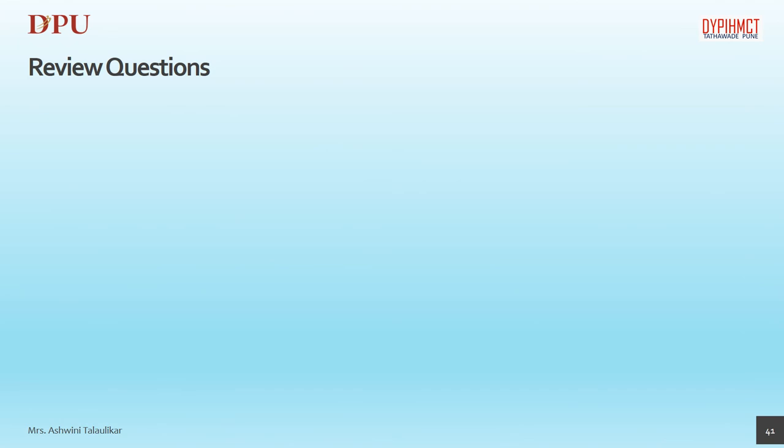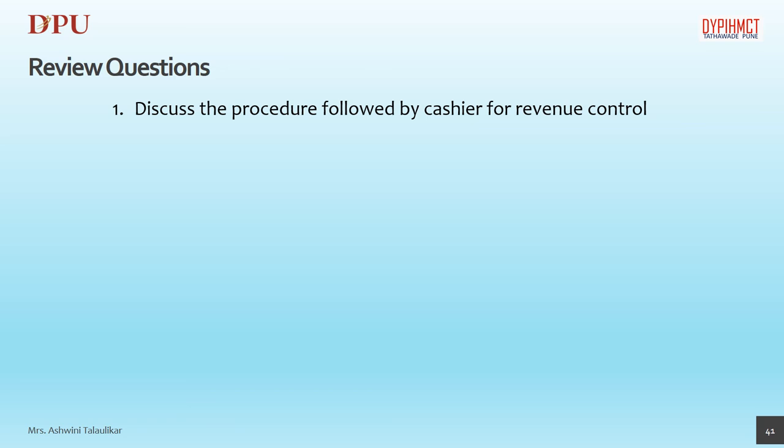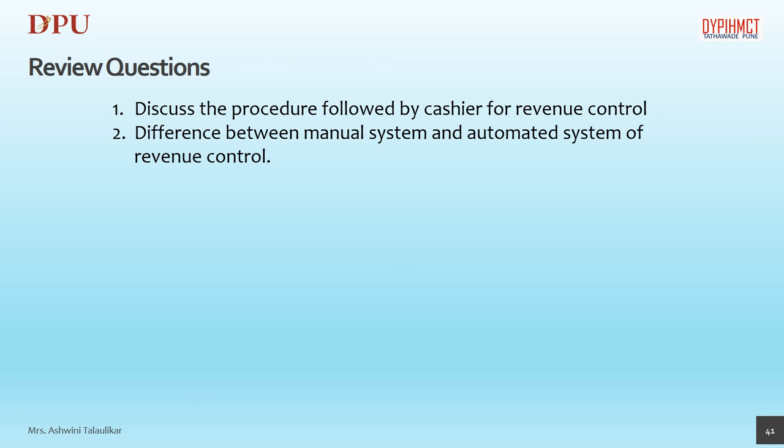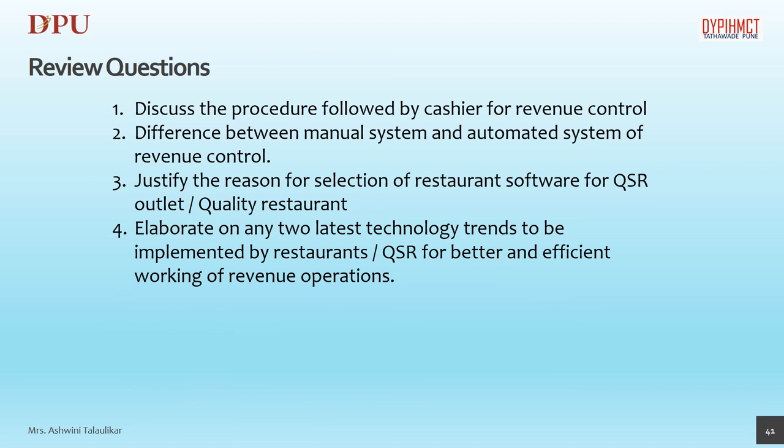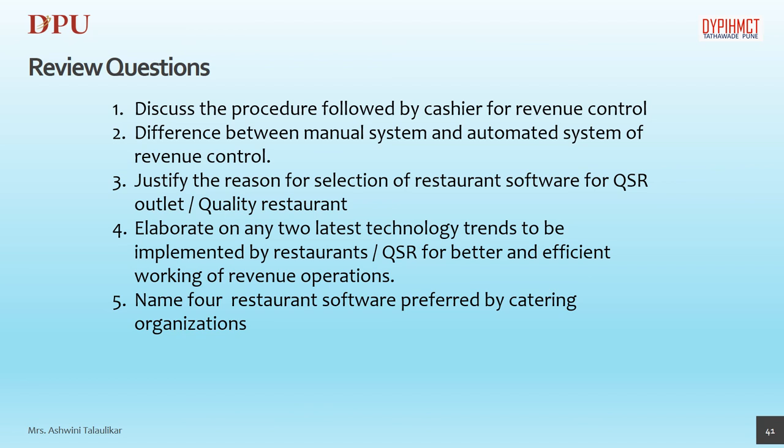Following are the review questions which cover the contents discussed in this presentation. Discuss the procedure followed by the cashier for revenue control. Difference between manual system and automated system of revenue control. Justify the reason for selection of restaurant software for a QSR outlet or quality restaurant. Elaborate on any two latest technology trends to be implemented by restaurants or QSR for better and efficient working of revenue operations. Name four restaurant software preferred by catering organizations.